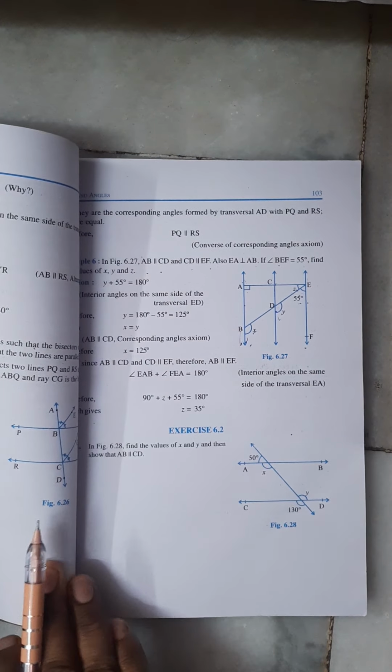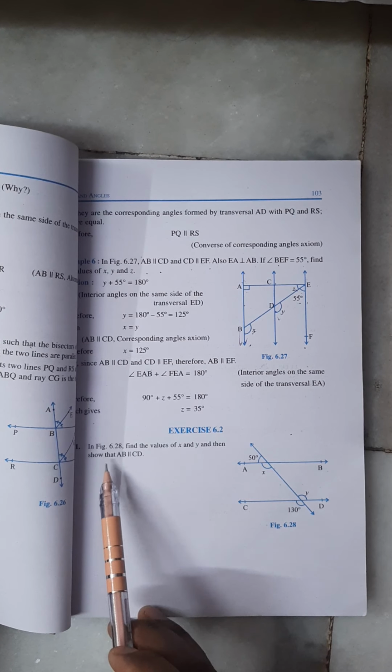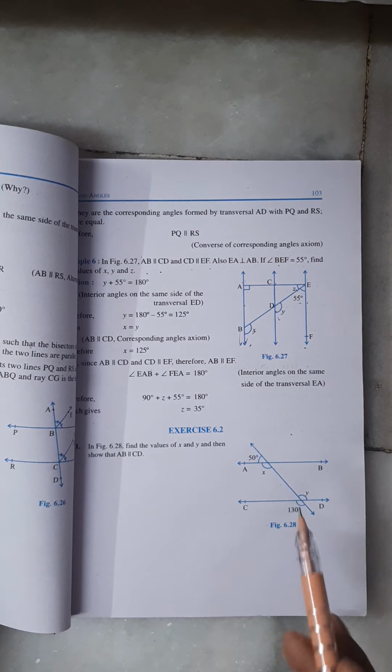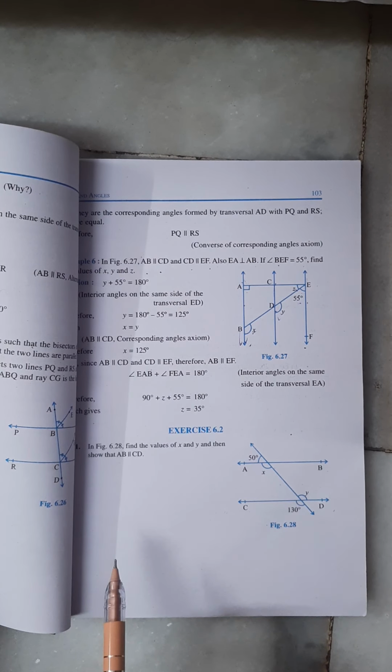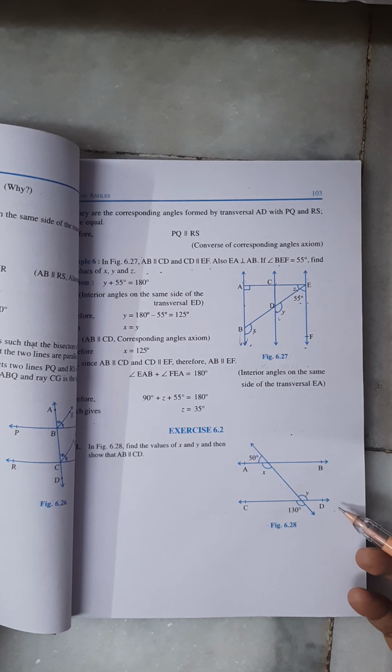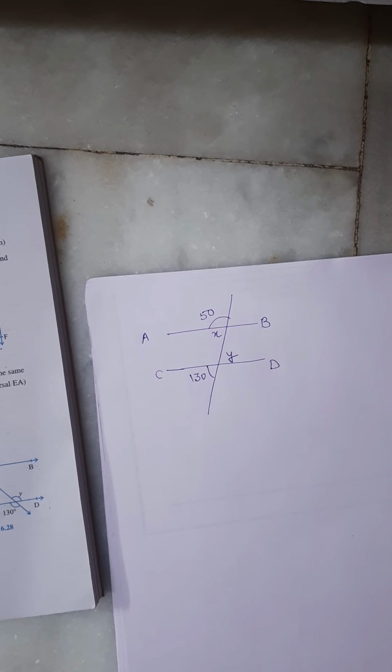Here's your first question. It says, in figure, find the value of x and y and then show that AB is parallel to CD. This is the figure given, right? We have to find the value of x and y, and we have to prove that AB and CD are parallel. So just see how to solve this question.